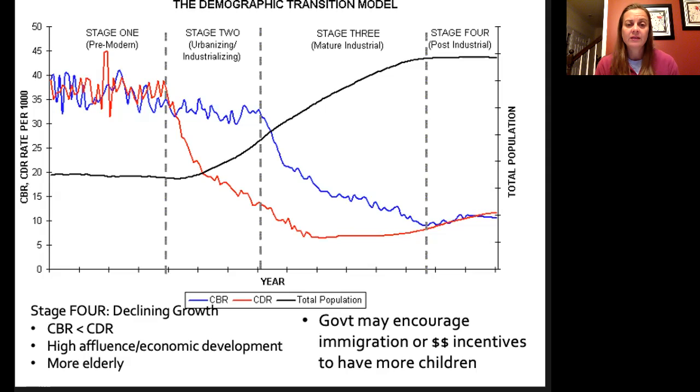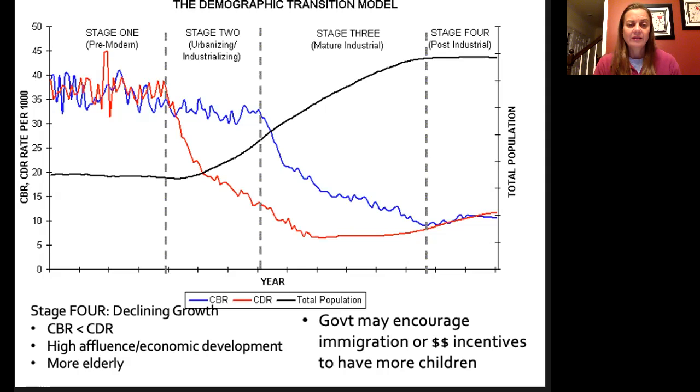So in a lot of cases, immigration or the influx of new people into the country starts to become the solution because in order to support that elderly population, you need younger people to take the jobs and to continue to pay into the system. So, four stages of demographic transition: pre modern, transitional, industrial, and post industrial.